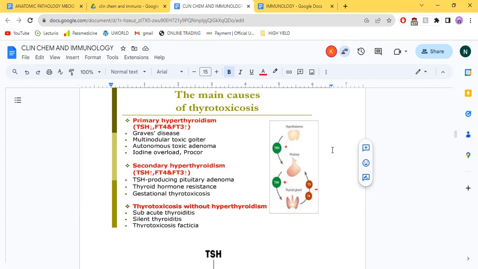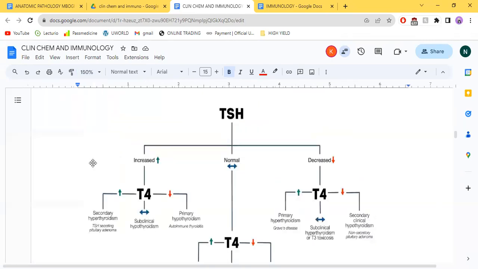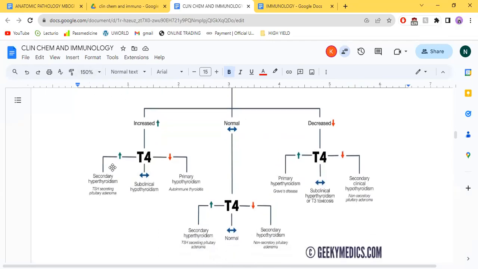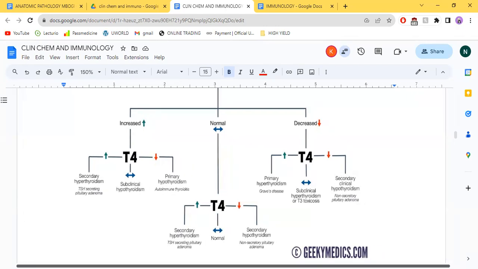The next table just says whether TSH is increased or decreased, and then you go through it. If TSH is increased, we check T4. If T4 is increased, it's secondary hyperthyroidism, and we can think of a TSH-secreting pituitary adenoma. If it's decreased, primary hypothyroidism, and if it's normal, subclinical, because we've already found TSH was increased. If TSH is normal, we check T4: if increased, secondary hyperthyroidism; if decreased, secondary hypo. If TSH is decreased, we check T4: if it's high, primary hyperthyroidism; if it's low, secondary hypothyroidism. I think we can go to the next question.